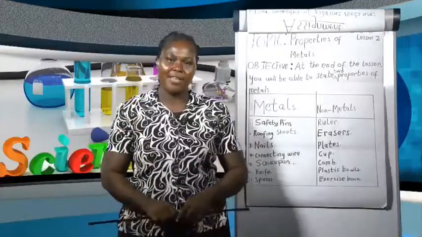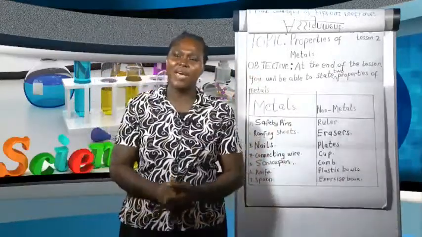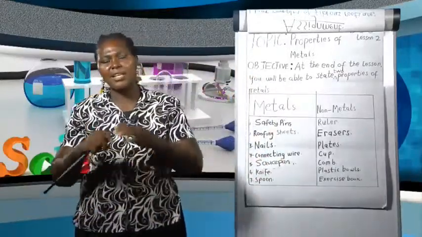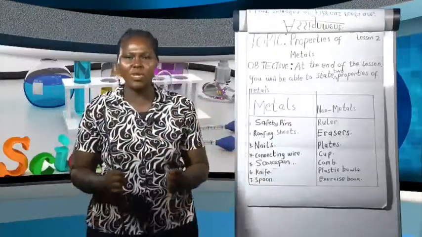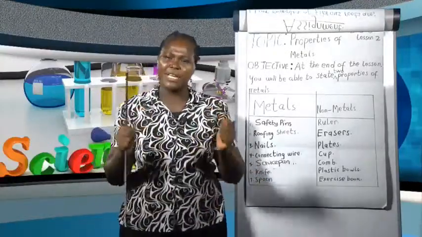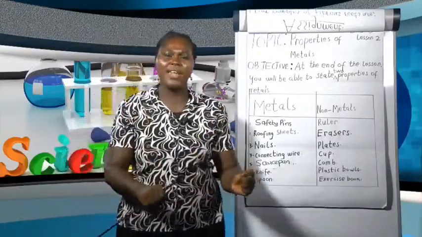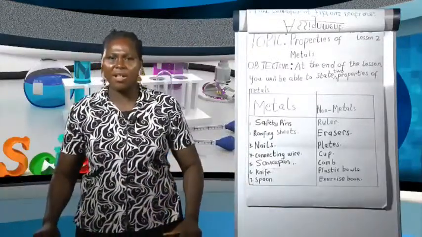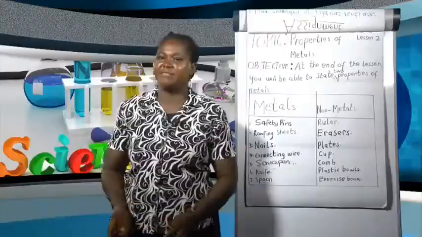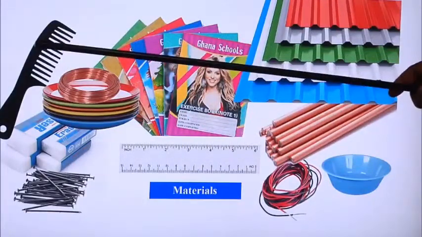Now, let's look at some materials in our environment, in our homes, our schools. We have so many materials that we use, and these materials have been grouped into metals and non-metals. So let's look at some materials on our screen. Now, this is what? Comb.